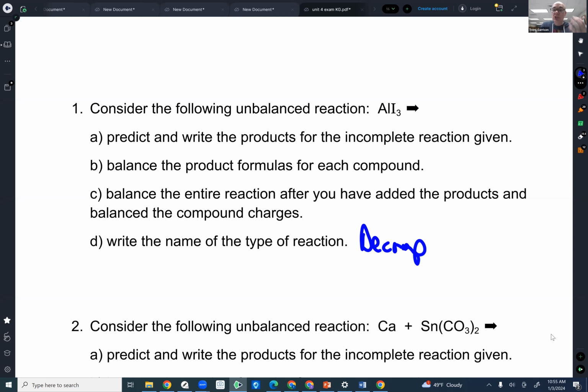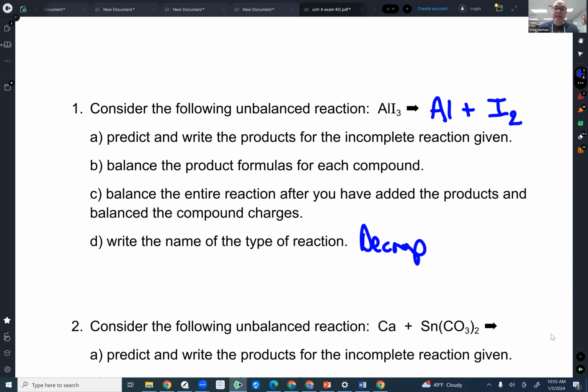Again, if you missed it, you need to tell me how you know it. The evidence is there's only one material on the left. All the other types of reactions have two materials on the left. This is the only one that has one material on the left. What's it going to break apart into? You have to know that it's going to break apart into two elements.